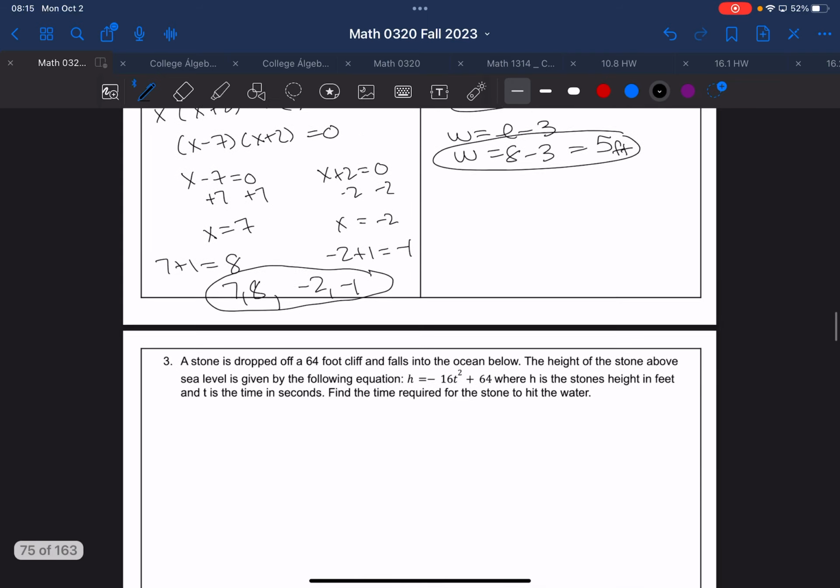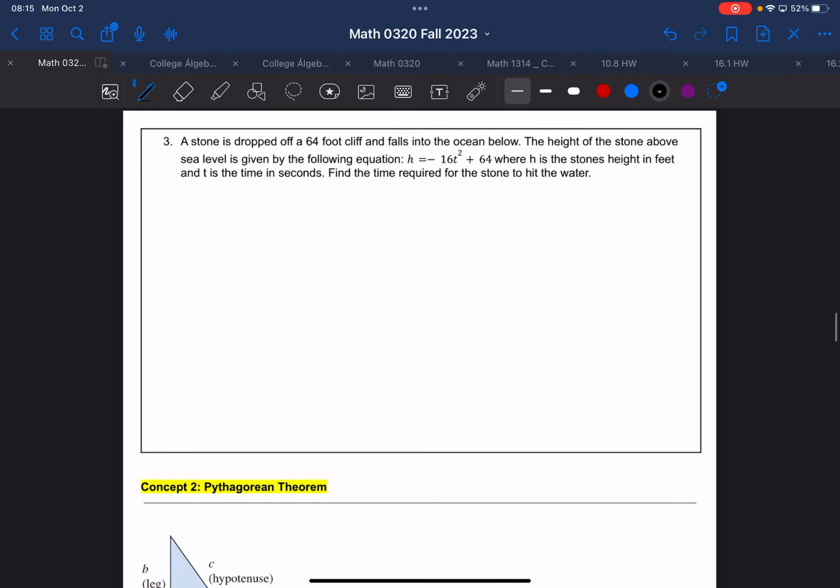Okay, let's look at number 3. Number 3 says a stone is dropped off a 64-foot cliff and falls into the ocean below. The height of the stone above sea level is given by the following equation. H equals negative 16t squared plus 64, where h is the stone's height in feet and t is the time in seconds. Find the time required for the stone to hit the water.